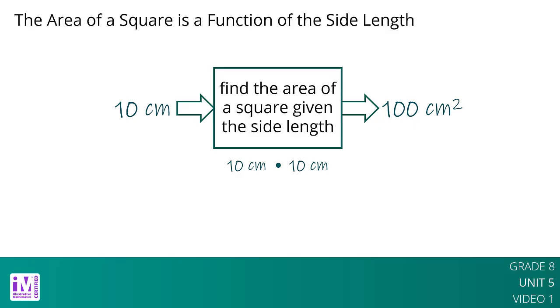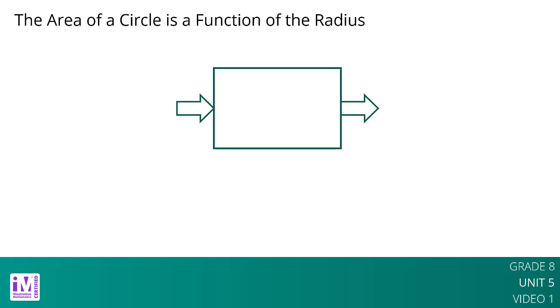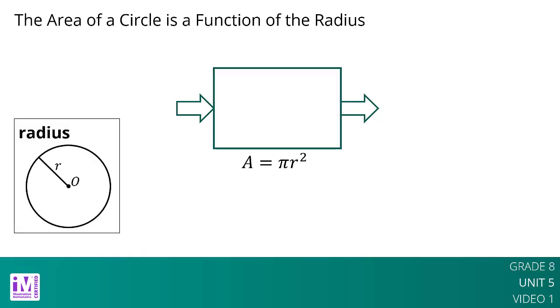We can sometimes represent functions with equations. For example, the area A of a circle is a function of the radius r, and we can express this with an equation. A equals pi r squared. Recall that the radius in the area formula for a circle is the length of the line segment that goes from the center to the edge of the circle.